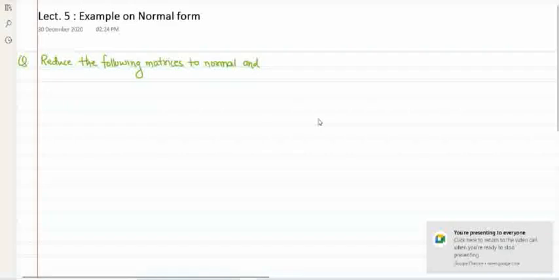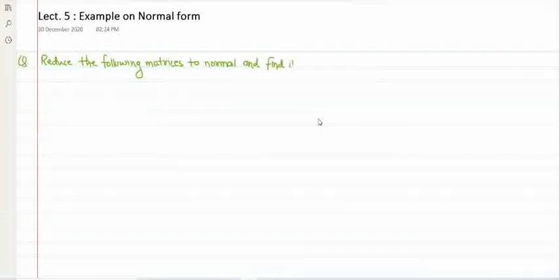And find its rank. So already one example I have completed. Suppose the second example, I will write the statement.